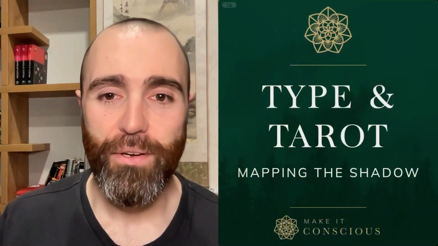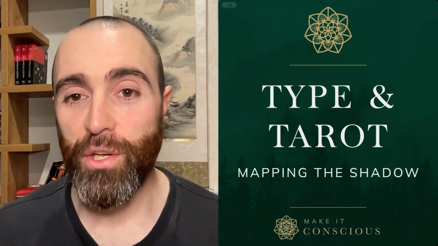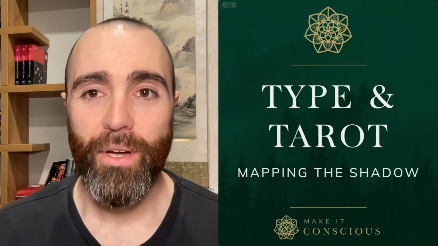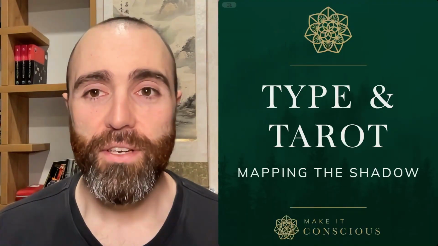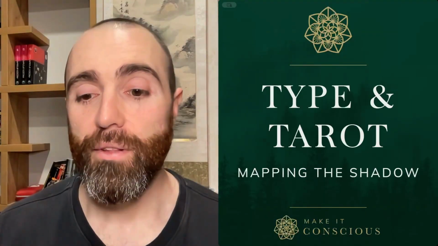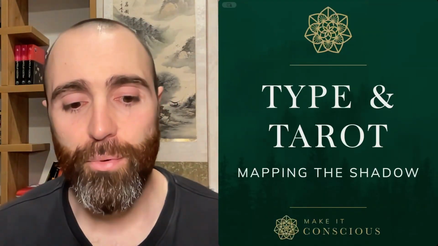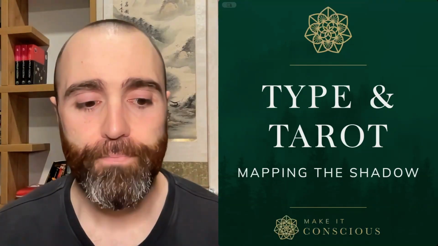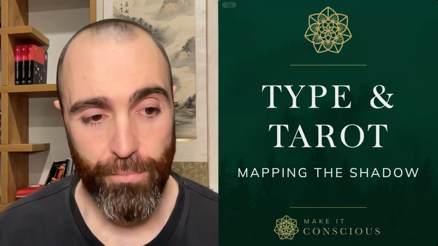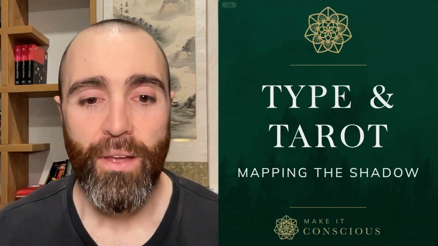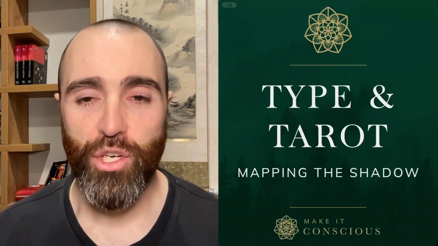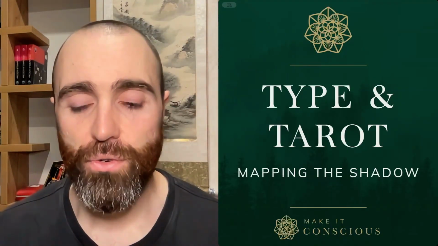So today's episode is provisionally called Type and Tarot. This is where we're going to get a bit practical with this shadow map model and talk about how it can apply to things like personality type, Myers-Briggs, for example, and how it can apply to symbols, most notably the tarot.